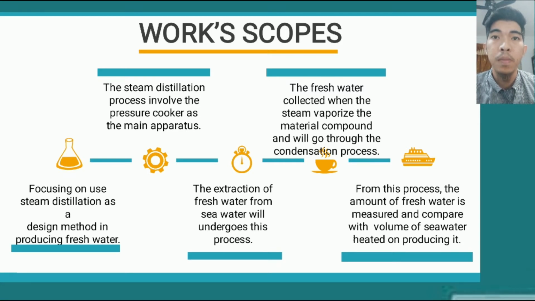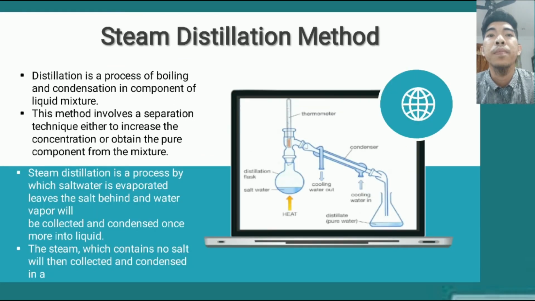From this process, the amount of fresh water will be measured and compared with the volume of seawater heated in producing it. Three different volumes of seawater are heated to get the best result for this research. Volumes of seawater being heated are compared between 5,000 milliliter or 5 liter, 6,000 milliliter, and also 8,000 milliliter or 8 liter. Based on these parameters, the amount of fresh water is measured. Okay. For the next slide, as I mentioned, this experiment focuses on the steam distillation method.